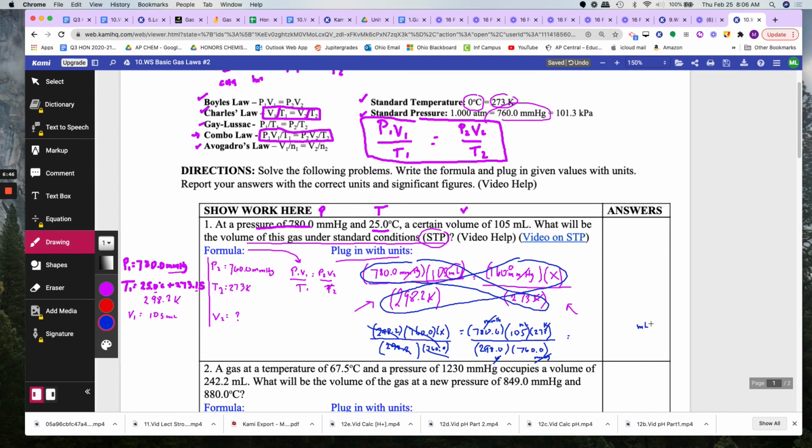Okay, so in the calculator, what I would do is I would plug in 780 times 105 times 273 divided by 298 and divided by again 760. 98.7 milliliters. Now, does this answer make sense? Oh, first the significant figures. I have 3 here, that's the least, so I'm going to use 3. Also, does it make sense? It got a little colder, pressure is lower. It's hard to tell because you have 3 variables changing, but that's the correct answer.